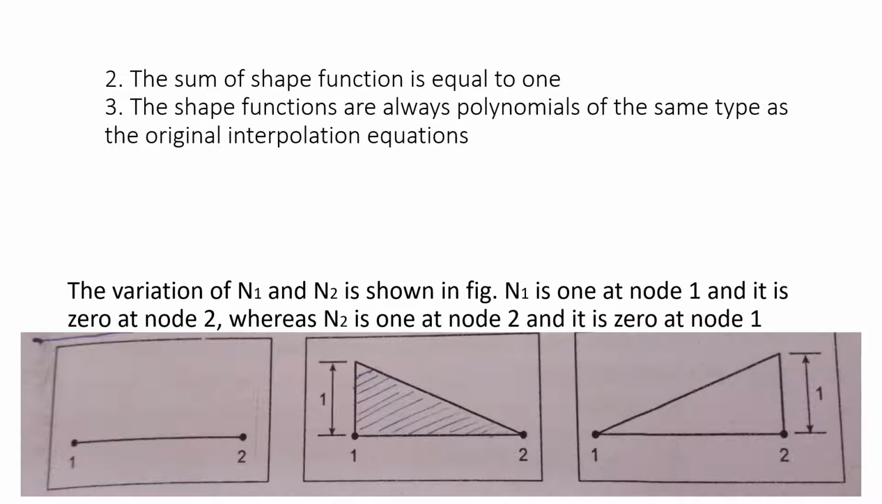The polynomial functions we have seen earlier. For example, for a one-dimensional problem, a linear polynomial can be u is equal to a0 plus a1x, and if it is a quadratic polynomial, u is equal to a0 plus a1x plus a2x square. So N1 and N2 are always polynomials. That is a third characteristic.